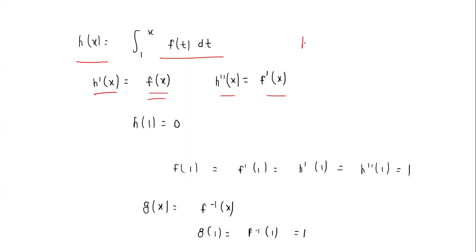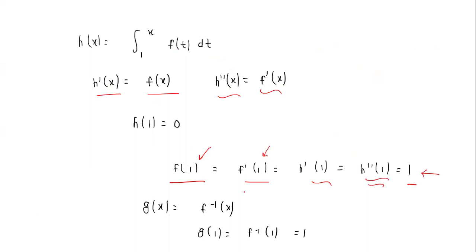Now if you see h of 1 value, then this will become the integral from 1 to 1 of f of t dt, and we are integrating from 1 to 1, so essentially this is 0. So we can directly say that h of 1 value is 0 and f of 1 and f dash 1 value is given as 1. And h dash x is f of x. So h dash 1 is f of 1 and h double dash x is f dash x. So this h double dash 1 is f dash 1. So all are equal to 1. We can directly say that.